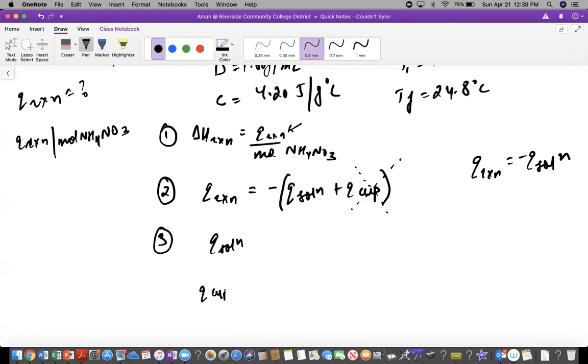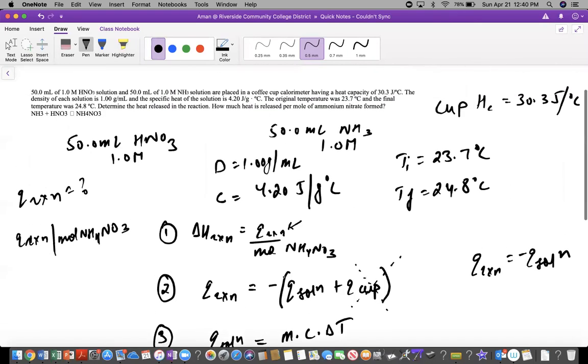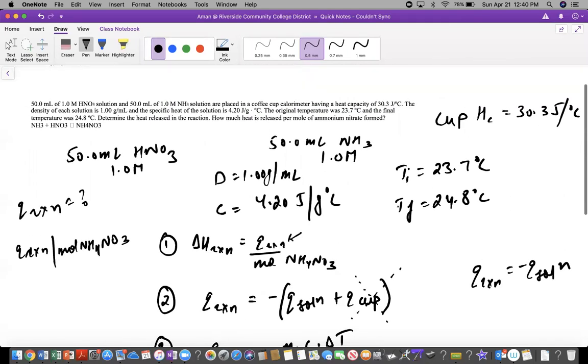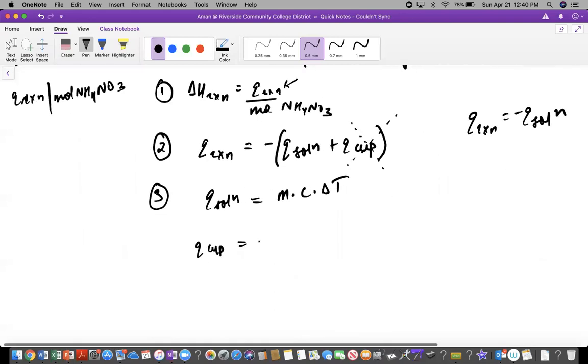What are Q solution and Q cup equal to, guys? They're the ones where you use MC delta T. Here for the Q cup, are you given the mass of the cup, guys? This is what you're given for the cup, right? We're not given the mass, are we? You're given heat capacity. When you're given heat capacity, you don't even need mass. Because if you remember, the Q cup is going to be equal to the heat capacity times delta T. That's it. This formula does not even need mass.